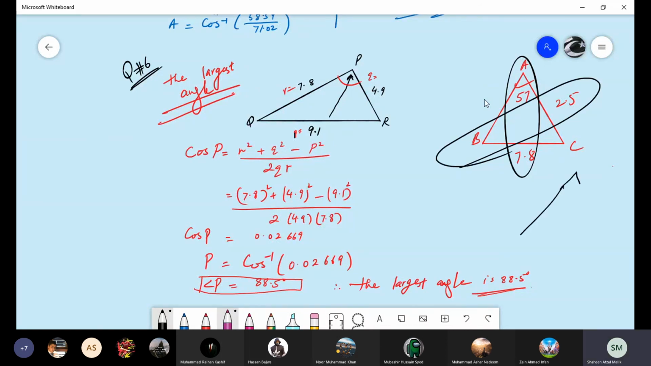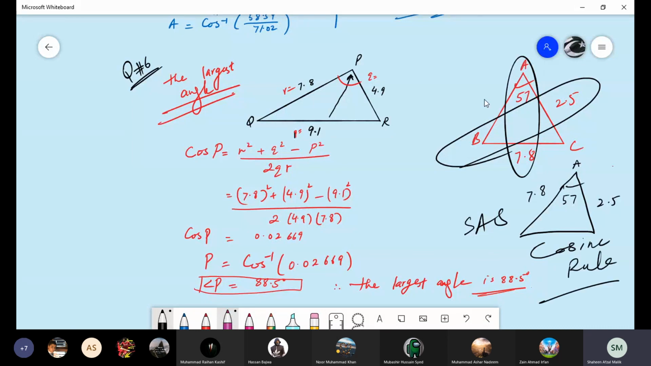But if we have one triangle, this is the specific situation when all three sides are given and not even a single angle. So for sure we have to use the cosine rule. But if I say that we have the value of angle A, that is 57, we have 2.5 here, we have 7.8 here, then what will you do? Cosine rule, side angle side. Not even a single complete pair is there, so then you have to use the cosine rule.